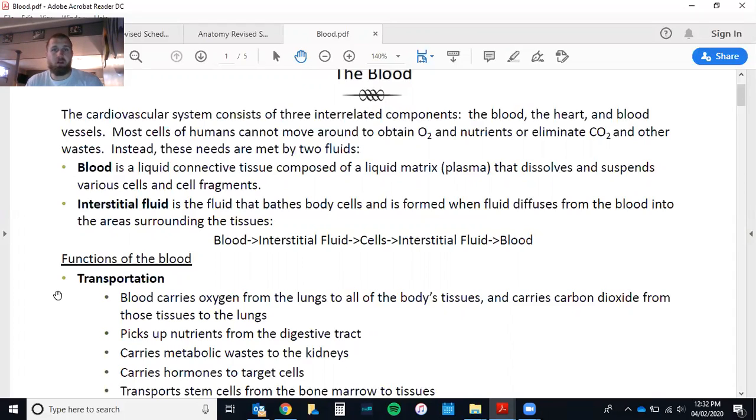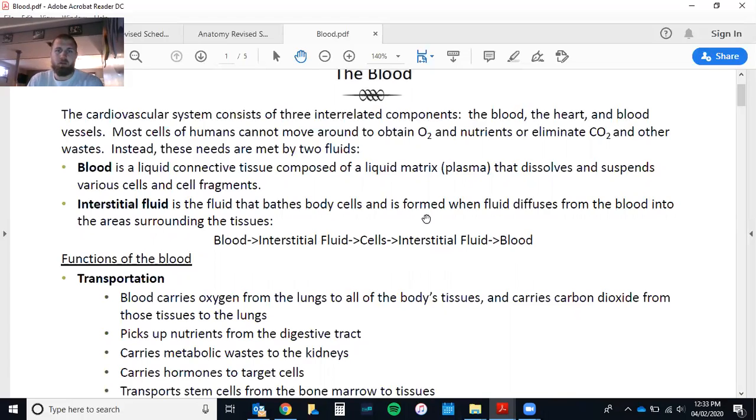2 major fluids besides blood. There's also interstitial fluid, which these 2 go very hand in hand. Blood is liquid connective tissue composed of liquid matrix called plasma, dissolving and suspending various cells and cell fragments. Interstitial fluid is fluid that bathes our body cells, so it's what surrounds the cells of our body, and it's formed when fluid diffuses from our blood into the areas surrounding our tissues.